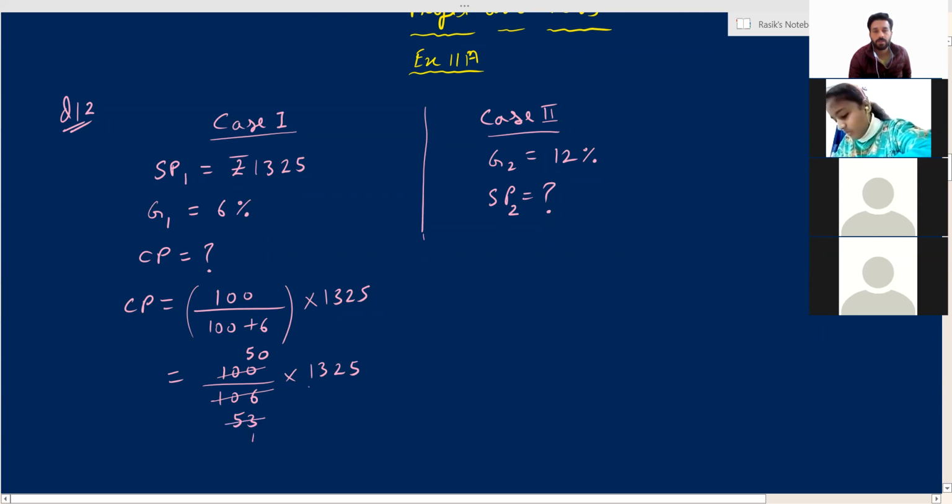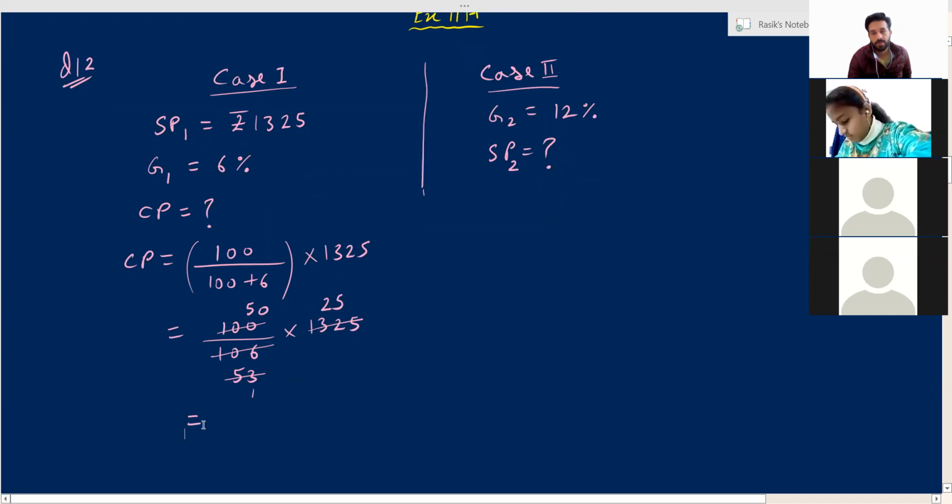Divisible. 1325 divided by 53, you will get 25, and 265 is 25. Okay. 5, 6, 7 is correct. Correct. So 50 into 25 is 1250 rupees. This is the CP.